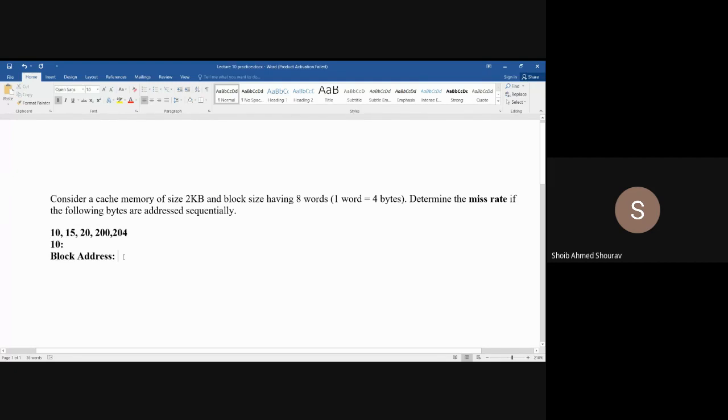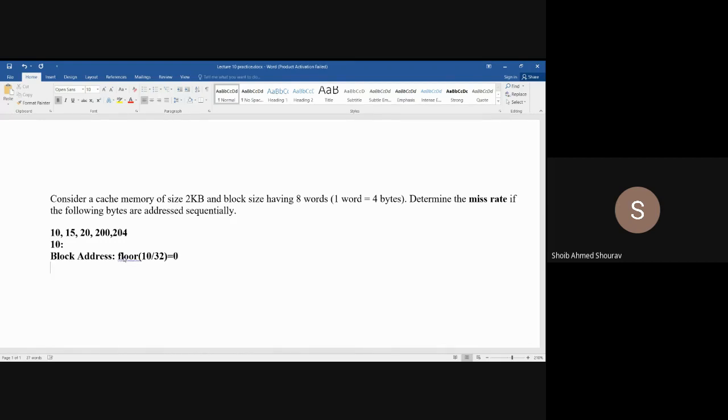Now, if we want to find out the block address, what is the formula? The byte address floor divided by the number of bytes present. 8 words means 32 bytes, right? Yes, sir. And what is the result here? 10 divided by 32 is 0. Very good. 0 point something means 0 because we are going to take the floor. So this is the block address.